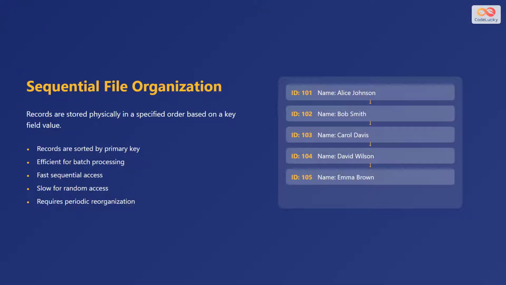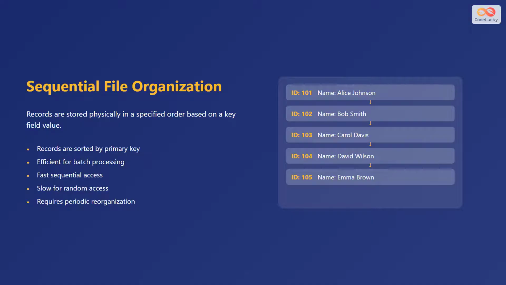Let's delve into sequential file organization. In this method, records are stored physically in a specified order, based on a key field value. This means that the records are sorted by a primary key. It's an efficient approach for batch processing, where large volumes of data need to be processed in a single run. Sequential file organization allows for fast sequential access, as records are stored one after the other.